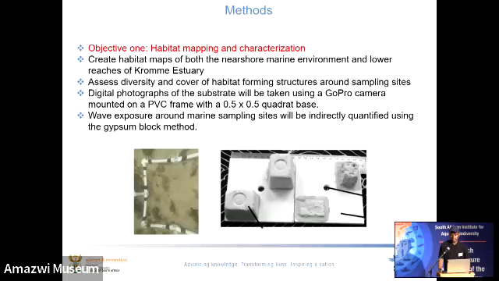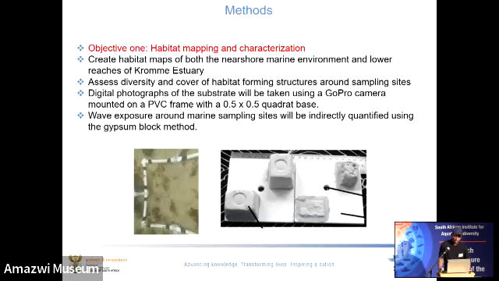In terms of the method, to achieve our first objective, we will create habitat maps of both the nearshore marine environment and lower reaches of the Kromme estuary. And then we will assess the diversity and cover of habitat forming structures around sampling sites. That will be your seagrass, and then the diversity part is mostly in the nearshore marine environment.